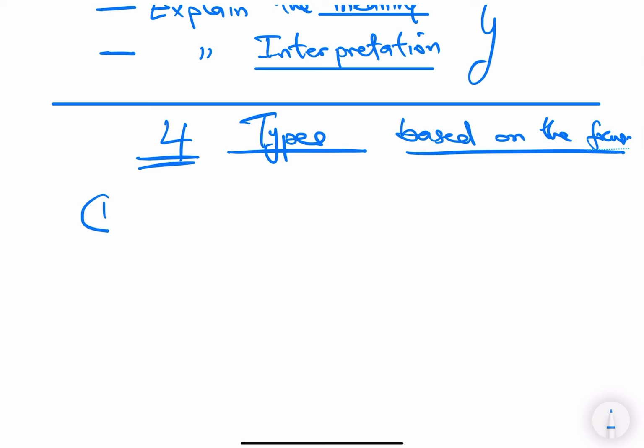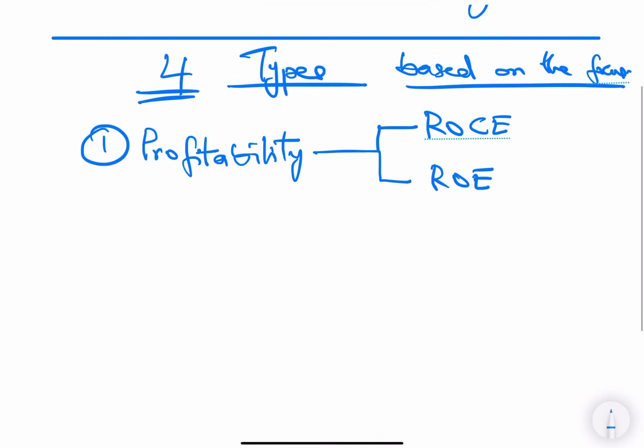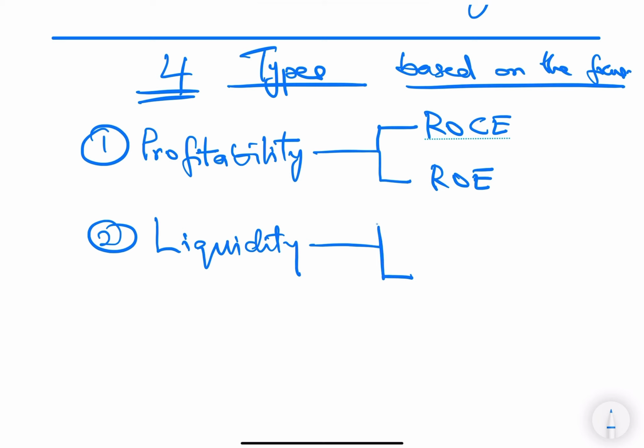The first one that we're going to look at is the profitability ratio. Under that, we'll look at 2 ratios: return on capital employed, and return on equity. The second group of ratios is the liquidity ratio, and under this one, likewise, 2 different ratios: current ratio and quick ratio.